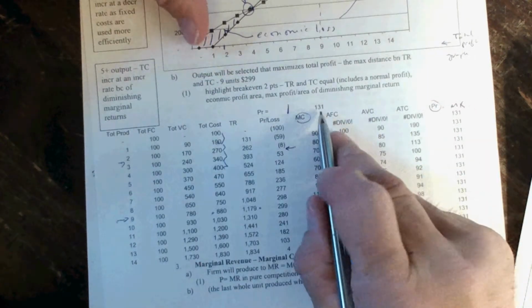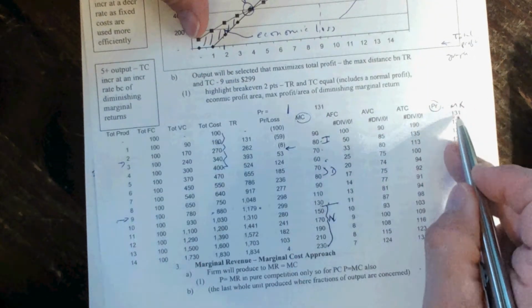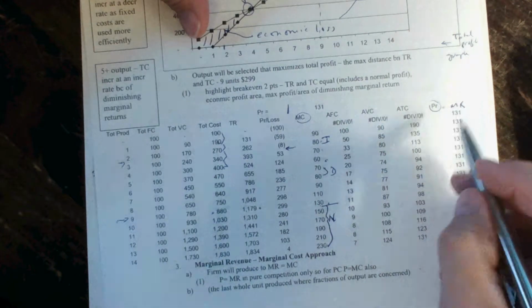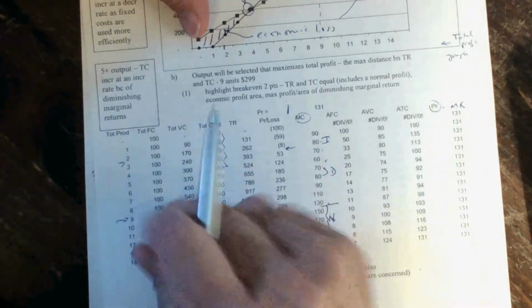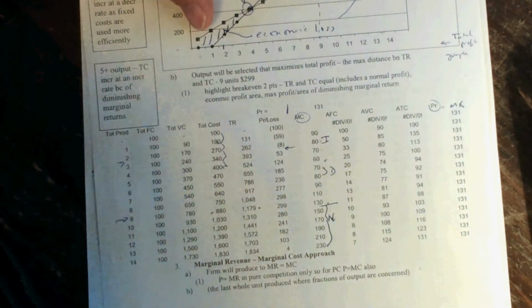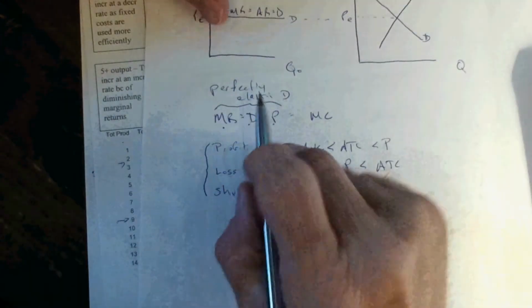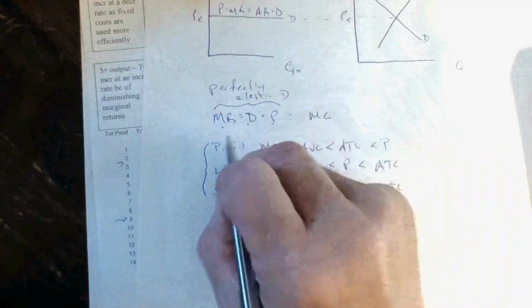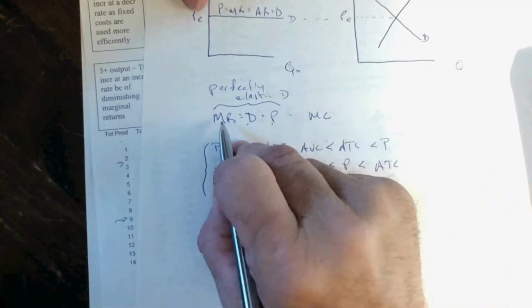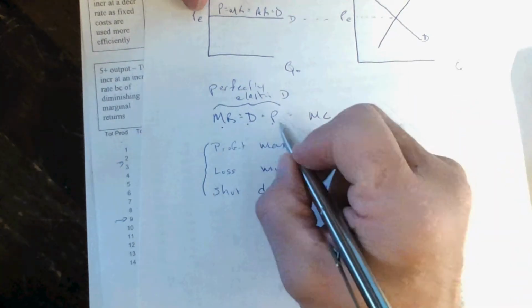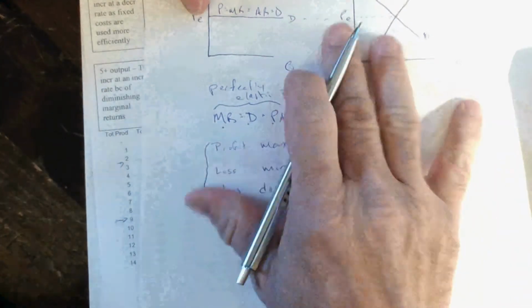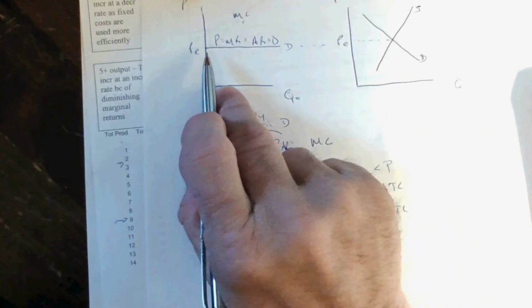So, in our table, originally we had a price of 131. We go down the marginal revenue column. Notice that marginal revenue is constant. It's not a negative relation between price and quantity. We're assuming that price equals demand equals marginal revenue and also equals average revenue for a pure competitor, because the pure competitor is assumed to be so small he can sell an infinite amount at the current market price.